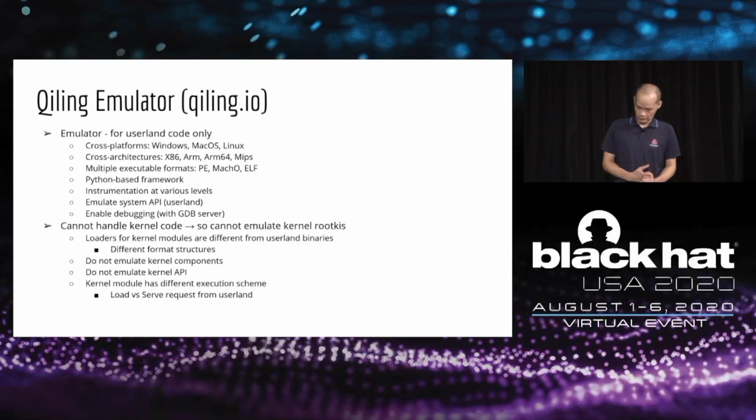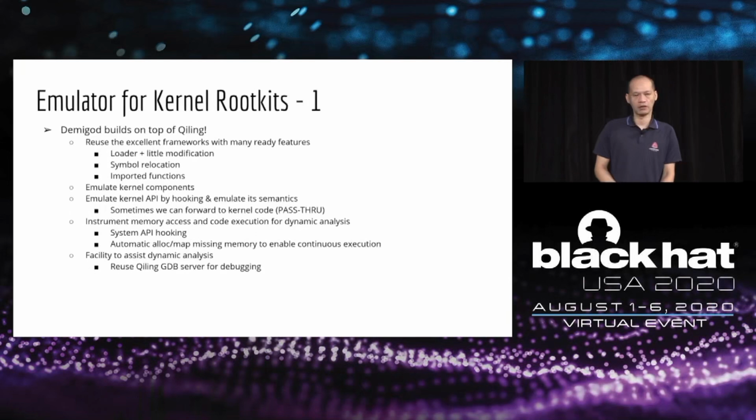So the idea is that we fork the Qiling emulator and we build Demigod on top of Qiling. Because of that, we can reuse many existing nice features of Qiling. So we can reuse the loader of Qiling with little modification. You can reuse symbol relocation. You can reuse the import functionality inside the Qiling loaders.